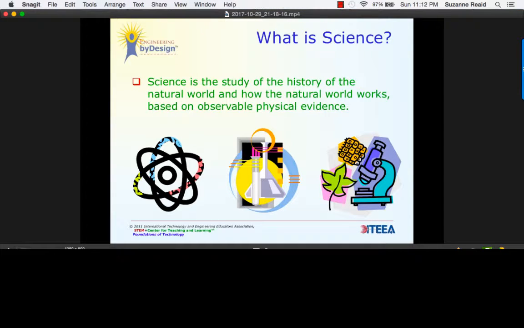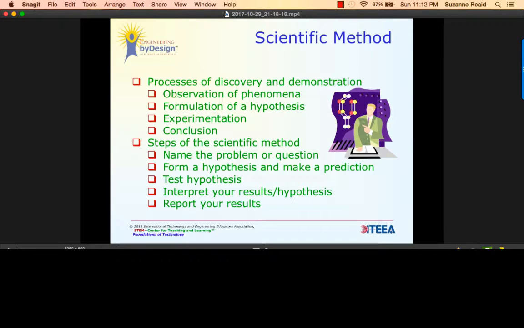Science is a study of the human natural world and how the natural world works based on observable physical evidence. The scientific method is a process of discovery and demonstration, and there are specific steps where you name the problem, form your hypothesis, test your hypothesis, interpret your results, and report your results.